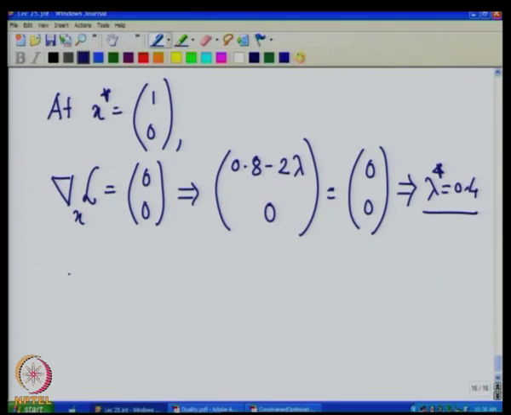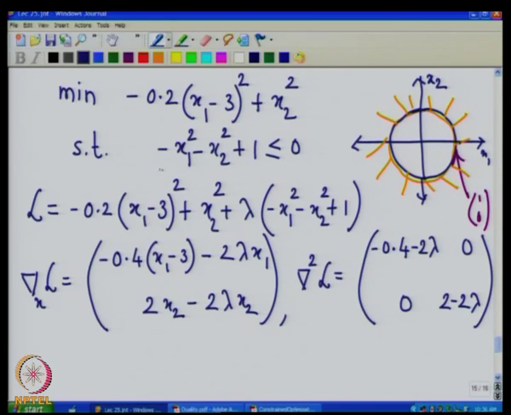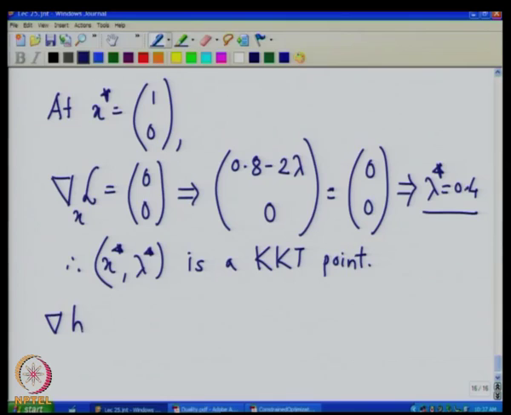Now, we have to see whether it satisfies the second order condition, and for that purpose what we need is the gradient of the constraint. This is our constraint, and we will write it as h(x) equal to 0. The gradient of h(x) is minus 2 x1, minus 2 x2, and we evaluate it at (1, 0). So, gradient h(x star) will be minus 2 x1, minus 2 x2, where x1 is 1 and x2 is 0. So, it will be (minus 2, 0).